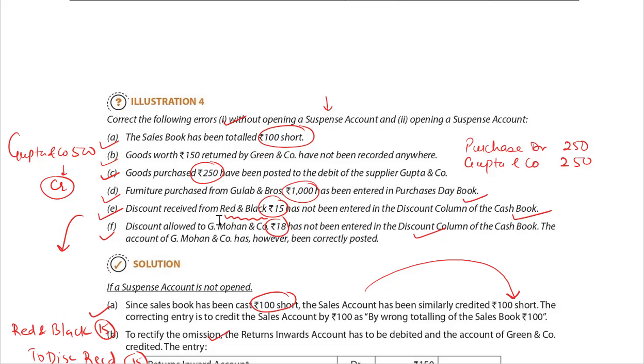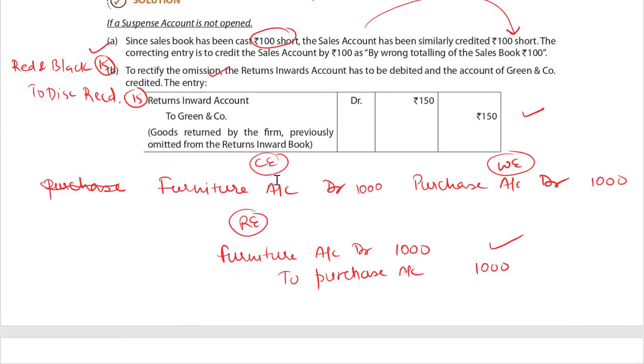The account of G. Mohan and Company has, however, been correctly posted. Okay, but we have correctly posted G. Mohan and Company. So as this is a one-sided error, what we need to do? We will debit discount allowed account by rupee 18. That's it, to rectify this error. I believe you understood. We have not opened suspense account for doing this part A of the question, that is part 1 of the question. And now we will be solving the same question using suspense account.